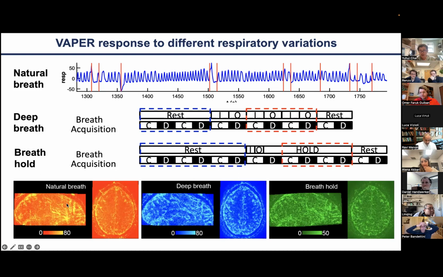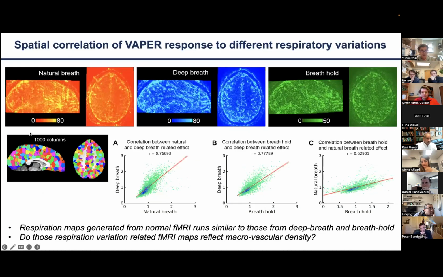And we did a spatial correlation analysis, using the program developed by Renzo and Fluger, dividing the cerebral cortex into 1,000 columns. In each column, we captured the mean respiration effects from natural breath, deep breath, and breath hold. You can see they are all highly correlated: deep breath and natural breath, deep breath and breath hold, and natural breath and breath hold. It suggests the respiration maps generated from normal fMRI runs are very similar to those from deep breath or breath hold.